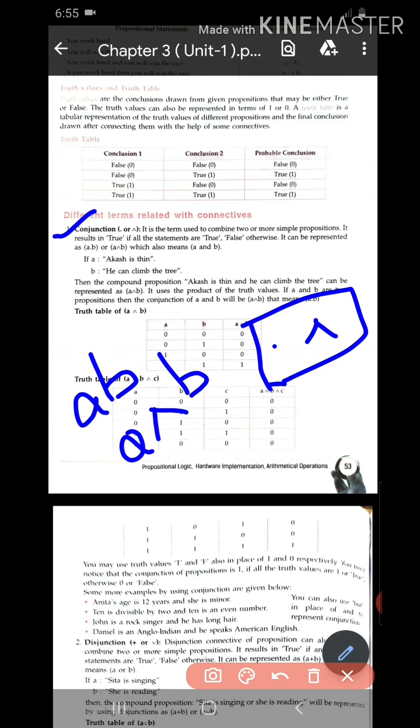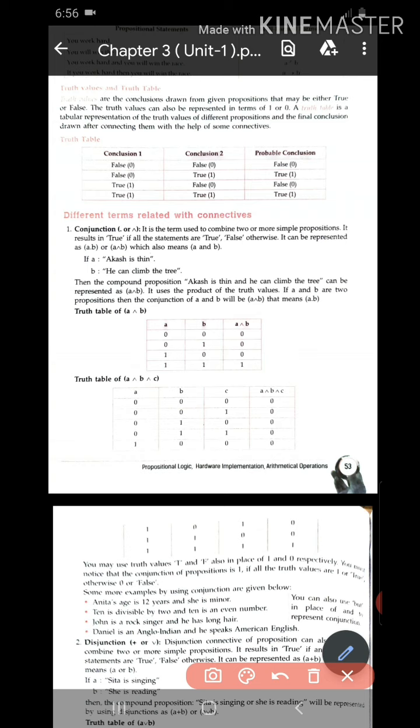Both are the same thing. And if we want to pronounce it, we can say A and B. See here, we can create a truth table for A and B. A and B shows us both should be present together. Otherwise, we are not going to allow it. And means we want two things together.